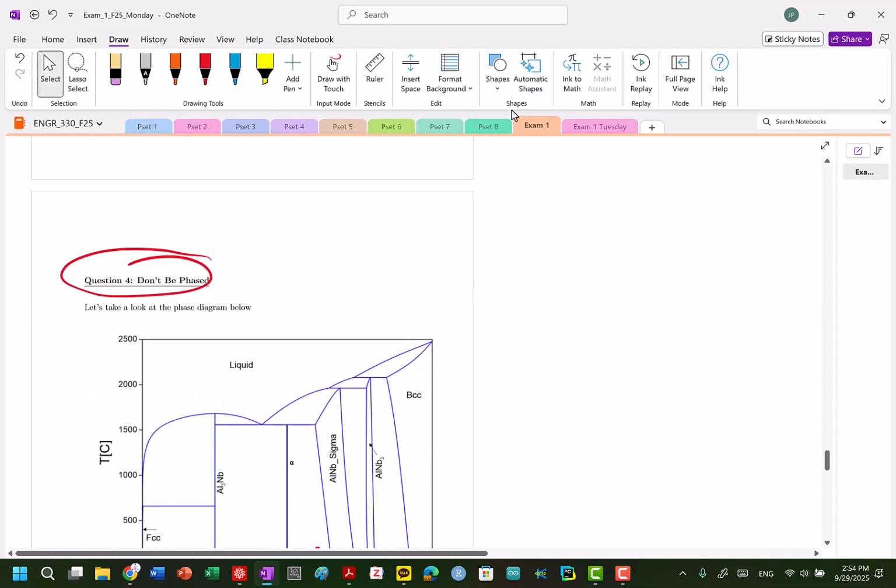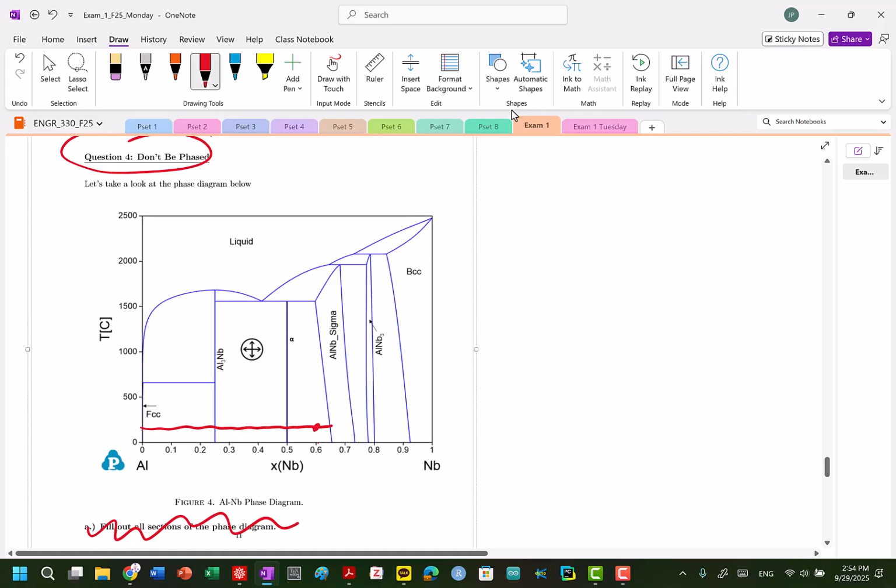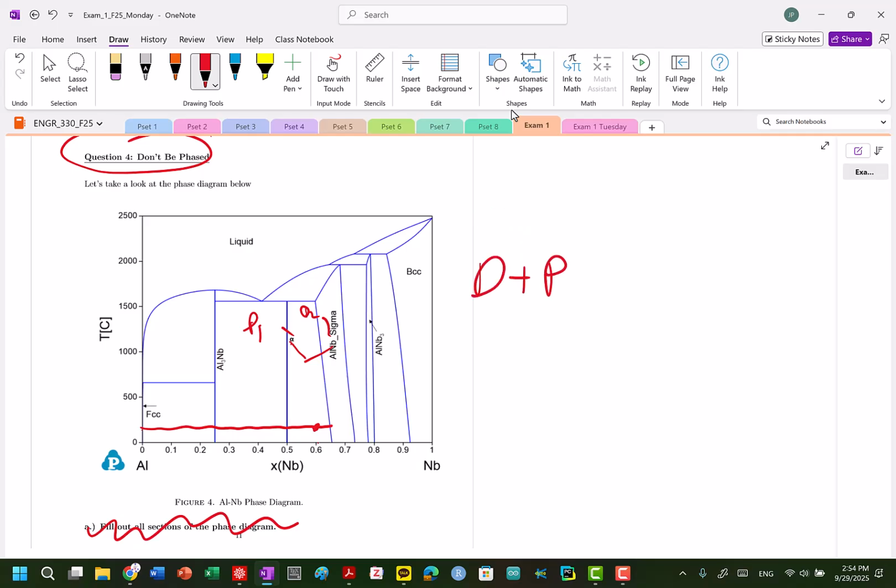So my degrees of freedom expression, first of all, there are two phases, alpha, and then this one. I'm going to call this P1. I'm going to call this P2. So the degrees of freedom plus phases, which are 2, equals components plus 1. Components are 2, AL and NB. So my degrees of freedom is equal to 1. If I'm in a two-phase region, I know that my chemical potential of P1 is equal to my chemical potential of P2. Excellent.